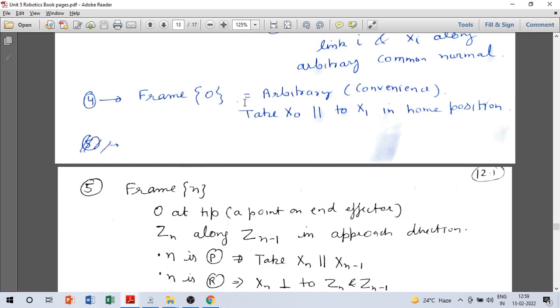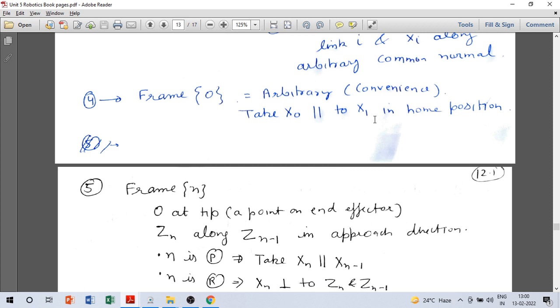Assignment of frame 0 is as such arbitrary, but we still keep our convenience in mind, and generally x0, corresponding to frame 0, is taken parallel to x1 in the home position of the manipulator. X0 is taken parallel to x1 in home position. See, the direction of x1 may keep on changing, but the home position of the manipulator as such is arbitrary, because the manipulator arm is moving here and there, and still we define a position that we call home.